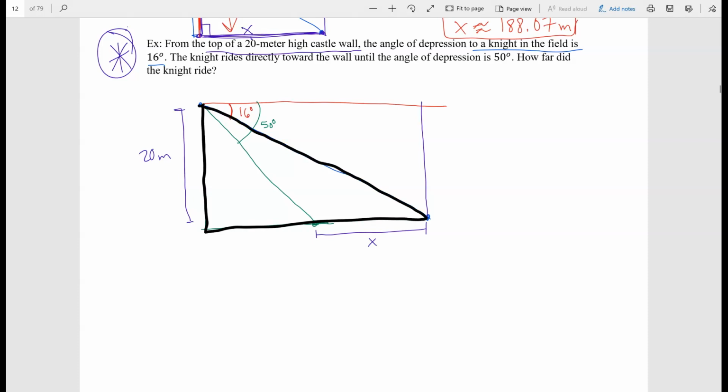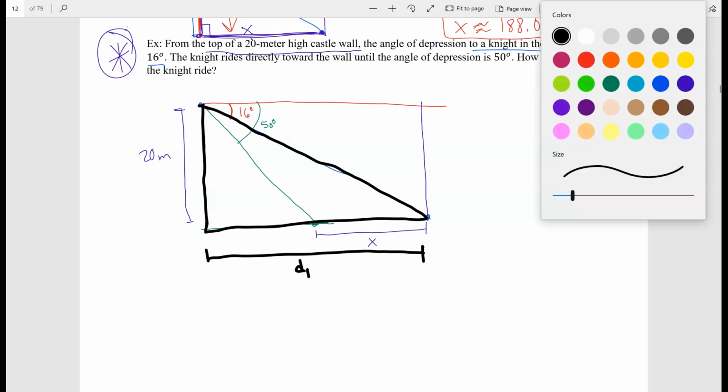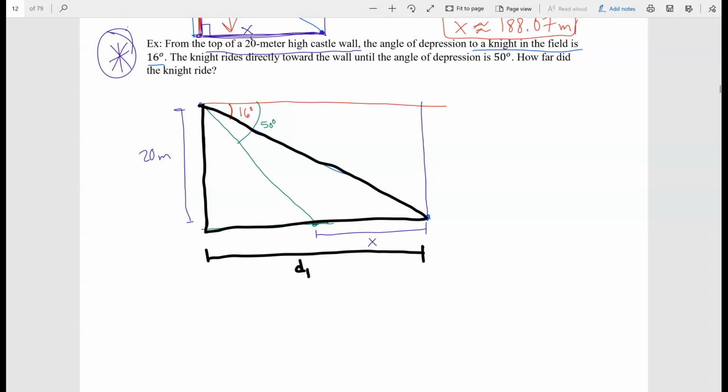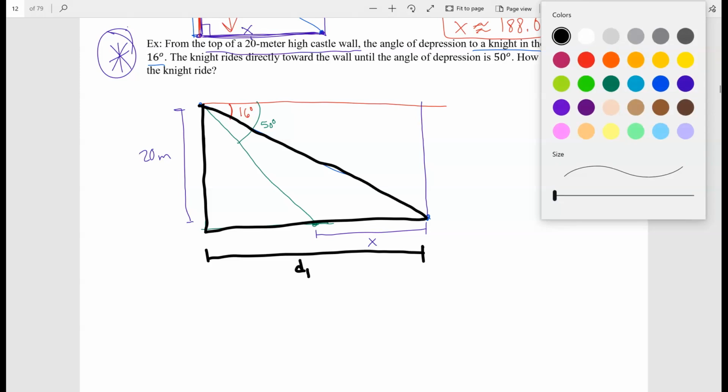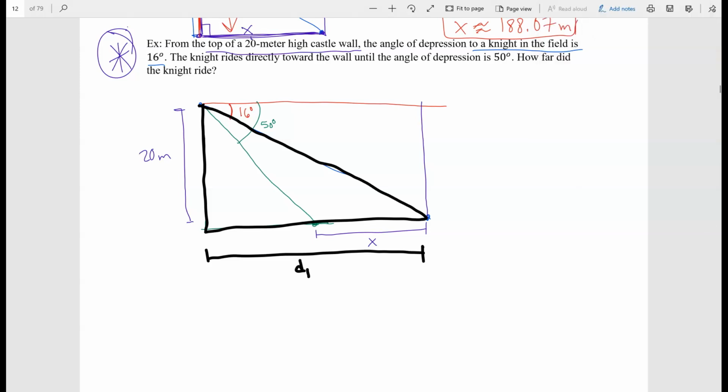So I see this big triangle and I think about, well, why don't I try to figure out what this distance is? The entire distance. Let's just say that's D1. Let's try to figure out what that guy is. Now, in order for me to find what D1 is, I need to figure out what this angle is.